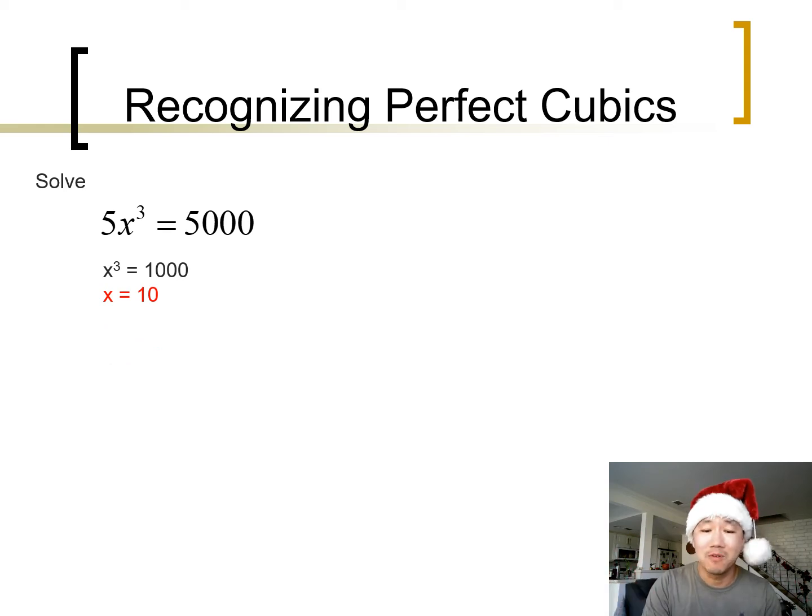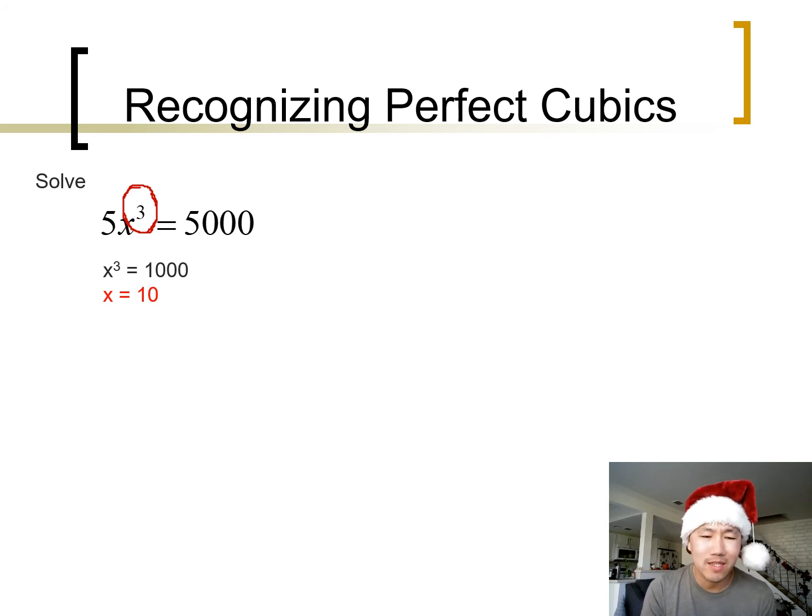That's pretty simple. Unfortunately, according to the fundamental theorem of algebra, we actually need 3 answers. And so far we only have the 1. And if you guys are thinking, oh, what about negative 10? Negative 10 doesn't work because negative 10 times negative 10 times negative 10 gives you negative 1,000. So that's no good either.